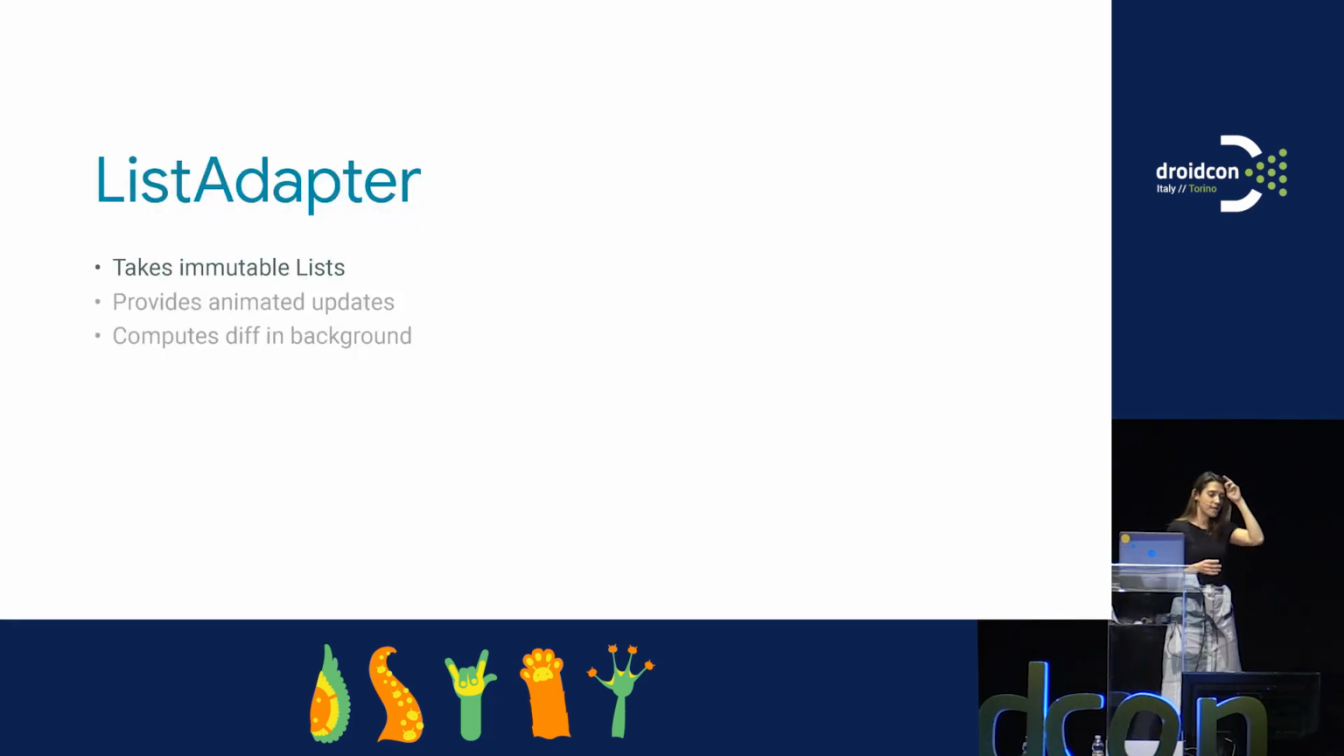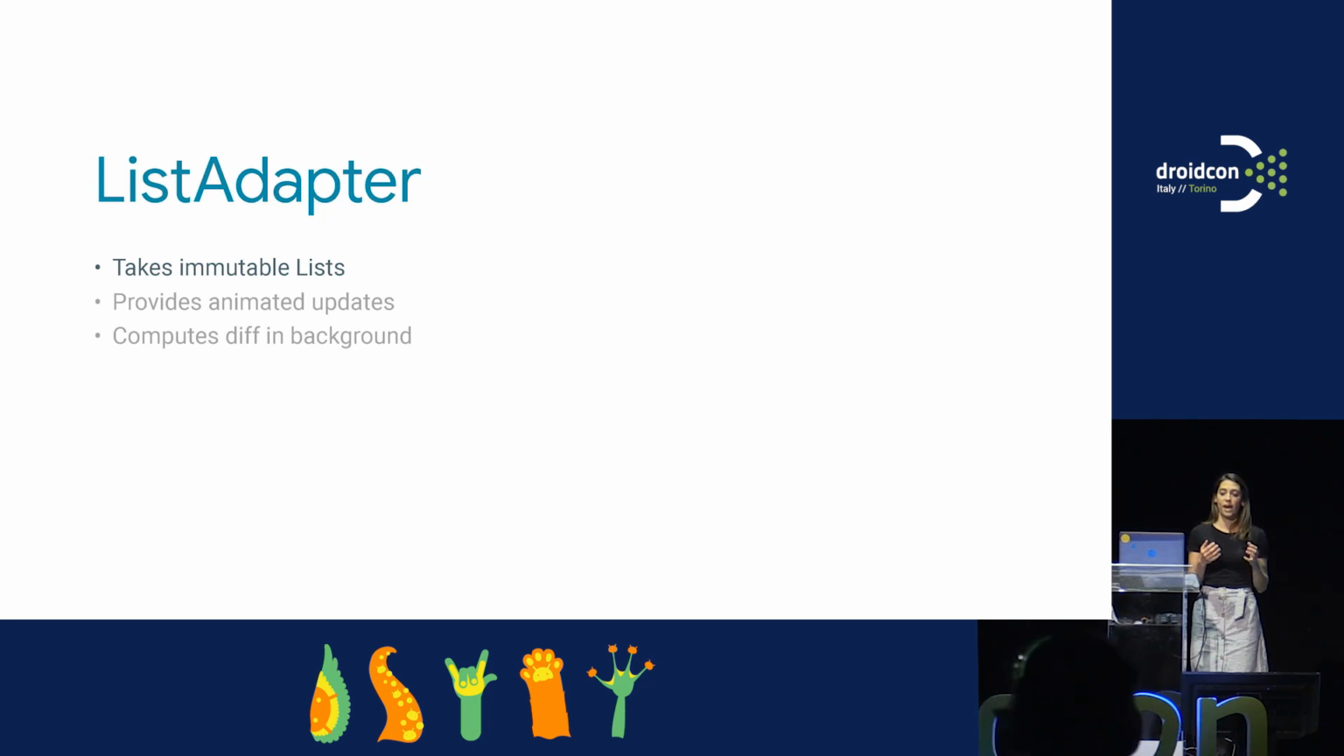For me, the key and the hardest part when migrating to the list adapter is actually making this change to an immutable list. I actually tried to do this in Plaid, one of the sample apps that I'm working on.